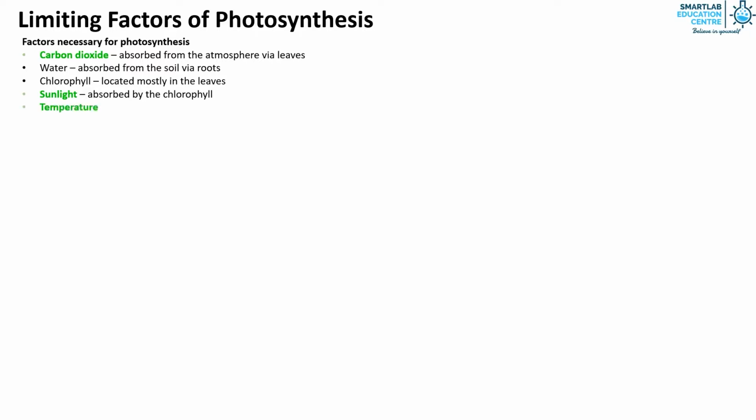And lastly, temperature can affect photosynthesis as photosynthesis is catalyzed by enzymes. The factors highlighted in green are the three most common limiting factors of photosynthesis, and we will now look into detail how we can run certain experiments to show how they are limiting factors.